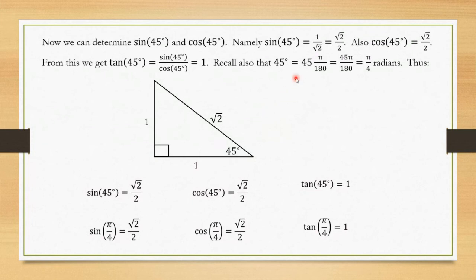Okay, good. And here I just went through how to convert 45 degrees to radians. I think we actually have done that before. That's pi over 4. And again, we have all these values. So these are just the values up here.